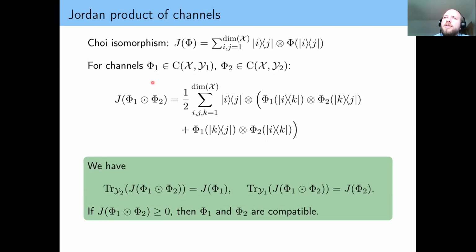And now the thing is that this Choi matrix doesn't have to be positive semi-definite. And so this channel, the Jordan product of the channels, doesn't have to be completely positive. But if it is, then the channels are compatible. And one can again easily check that this has the correct marginals, because if you trace over the second thing, this is non-zero only if k is equal to j, so you get j here. If you trace here over the first thing, you must have i equal k, so you get i here, and so you basically get the Choi matrix of the first channel, and the same holds for the other one.